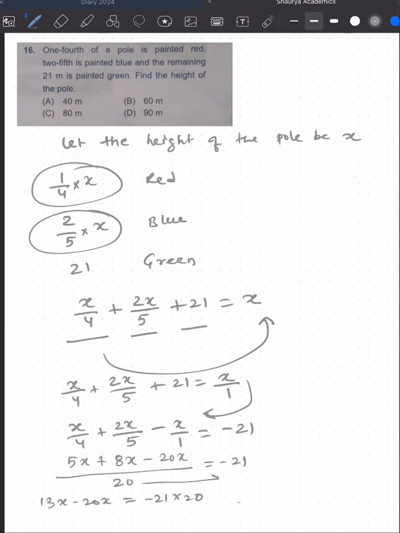We're sending this 20 here on the other side. So 13 minus 20 is minus 7x is equal to minus 420. So x is equal to minus 420 upon minus 7, minus minus cancel, so this is 60. So answer is B.